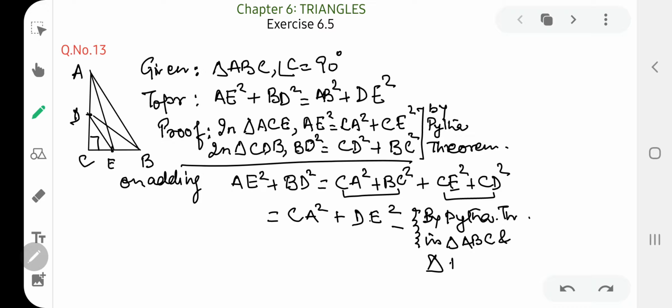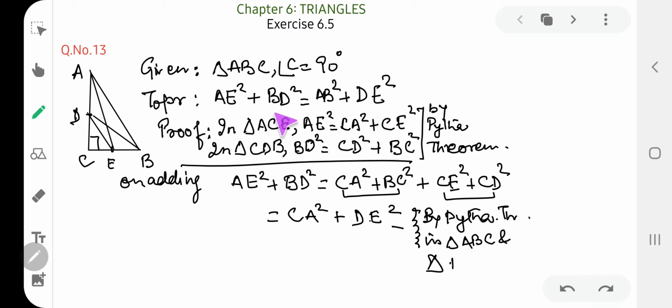So in this question number 13, you are given a right angle triangle ABC, and angle C is equal to 90 degrees. And point D is given on AC and point E is given on BC. You are required to prove that AE square plus BD square is equal to AB square plus DE square.